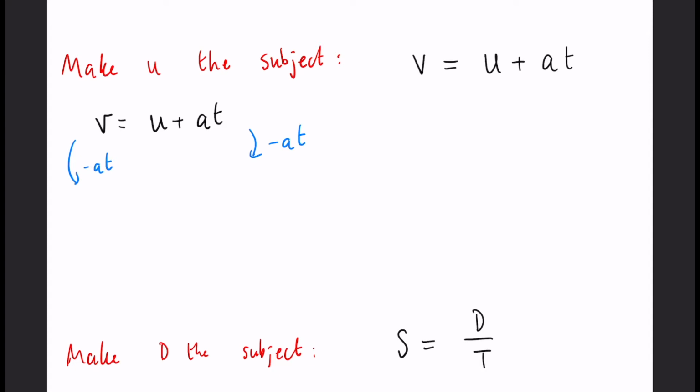So that means on the right hand side we're going to just be left with u now, but on the left hand side it's going to be v minus at. So our final equation is going to be u equals v minus at, and that's going to be our final answer.